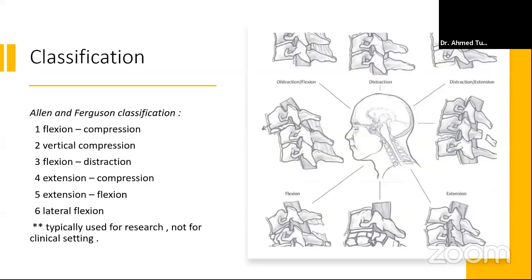We have many classification systems for subaxial cervical vertebral body fractures, including the Allen and Ferguson classification: flexion compression, vertical compression, flexion distraction, extension compression, extension flexion, and lateral flexion. But this classification system is typically used for research, not for clinical setting.